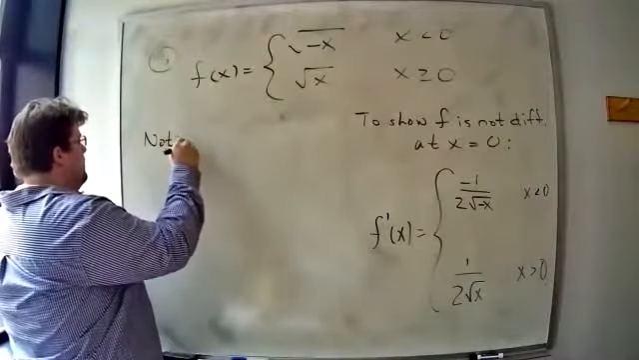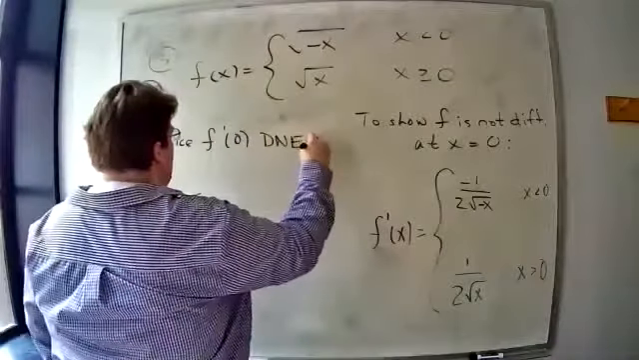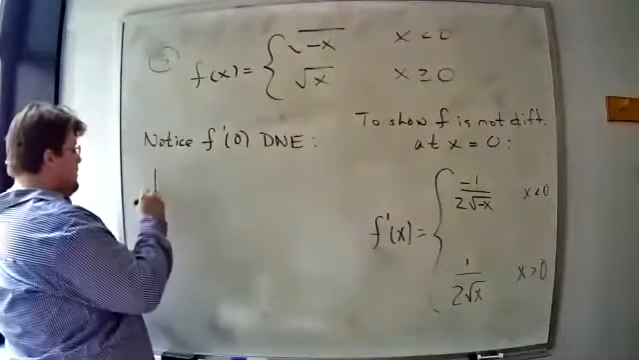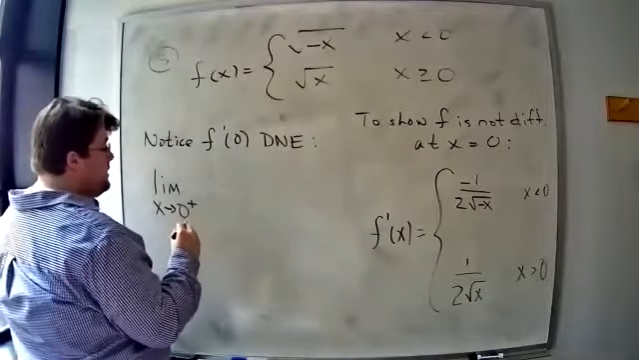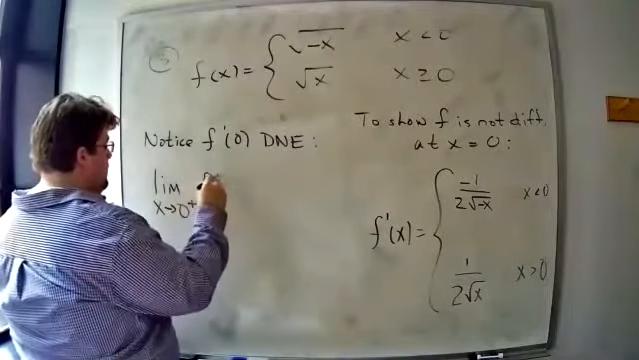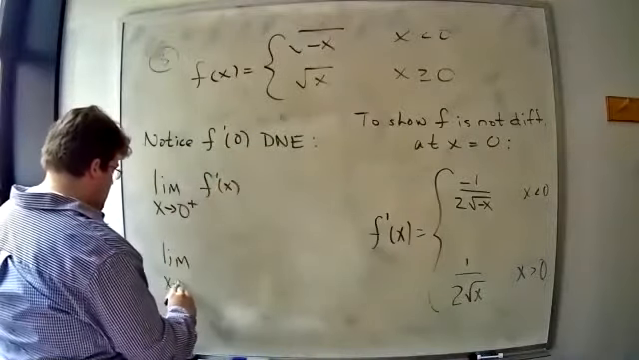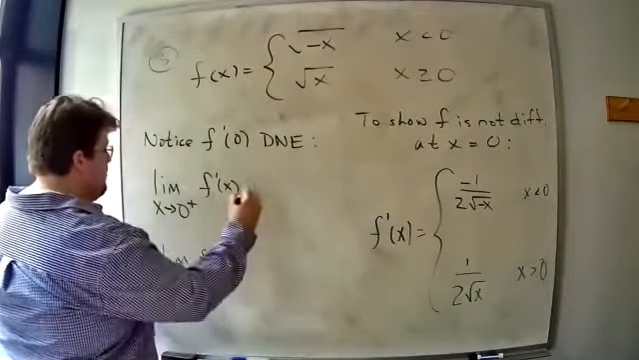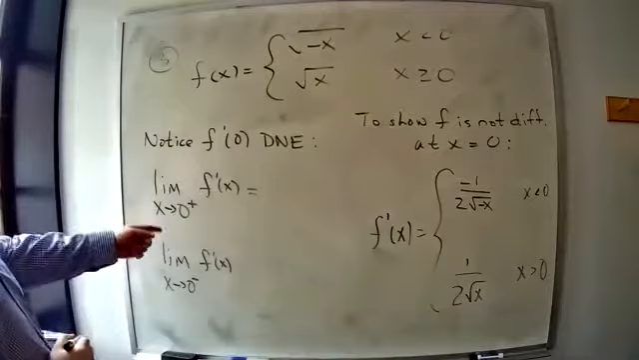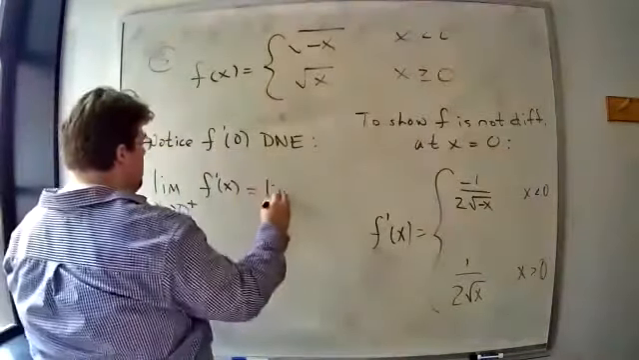Notice f prime at 0 does not exist. Why does it not exist? Well, let's look at the limit on the right of 0, and let's look at the limit on the left of 0. On the right of 0, the derivative is defined as 1/2 root x.